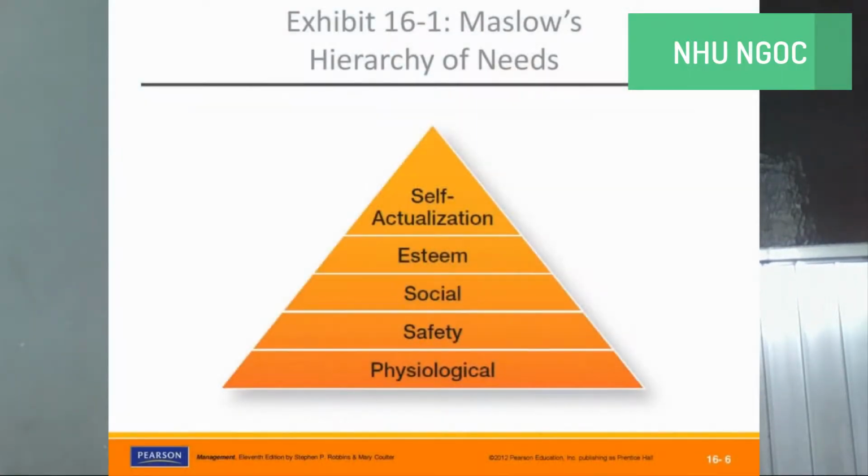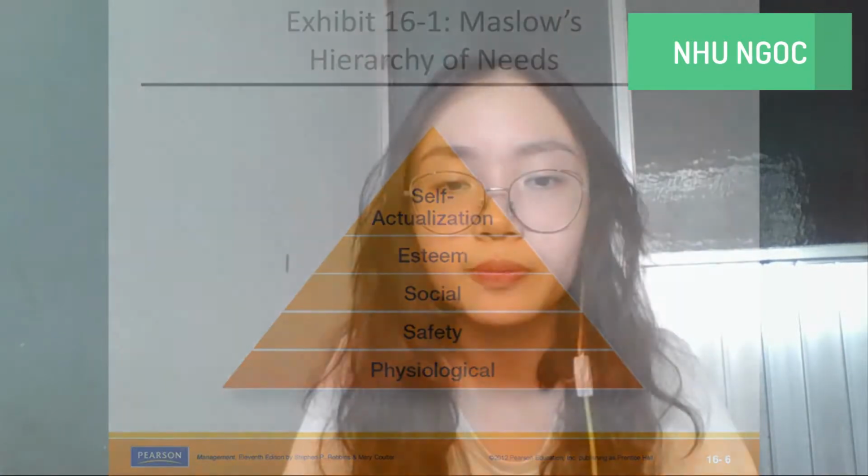Maslow argued that each level in the needs hierarchy must be substantially satisfied before the next need becomes dominant. An individual moves up the needs hierarchy from one level to the next. You can see this in Exhibit 16.1.